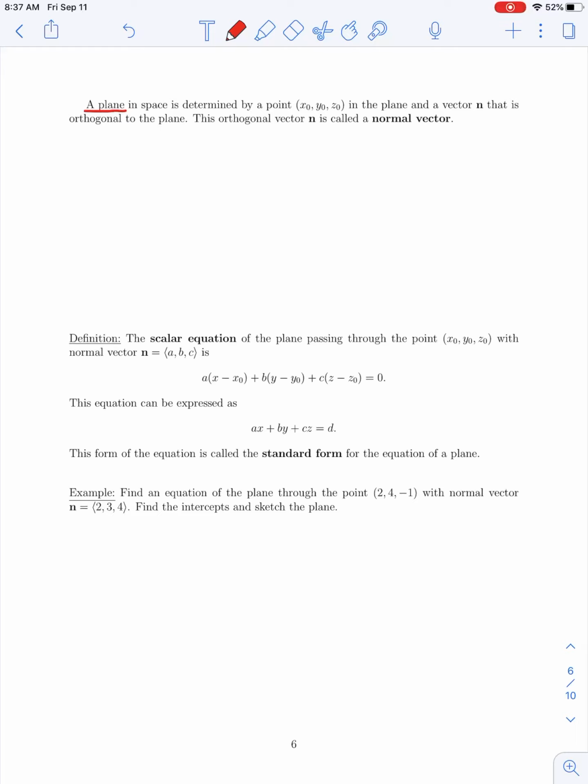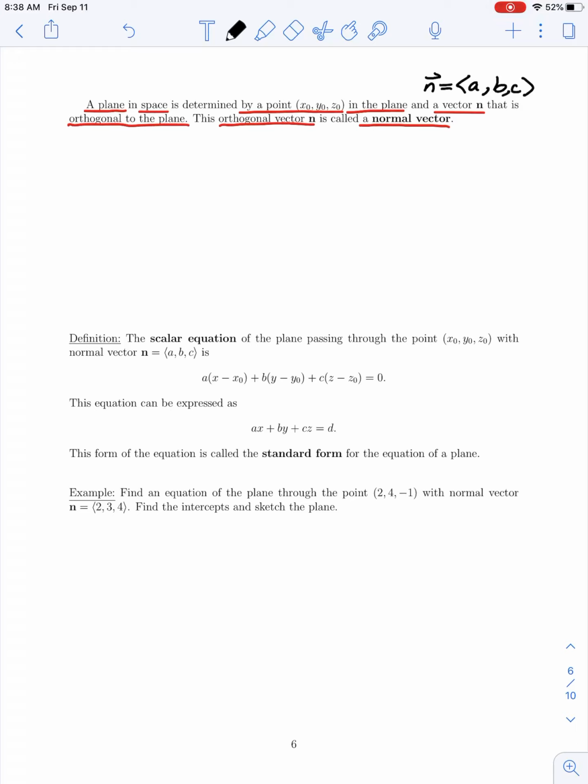Similarly, a plane in space is determined by a point x0, y0, z0, which lies in the plane, and a vector n that is orthogonal or perpendicular to the plane. This orthogonal vector, which we denote as n, is called a normal vector to the plane. Since we're talking about a vector in space, this normal vector n will have some components of the form a, b, c, where a, b, and c are real numbers.